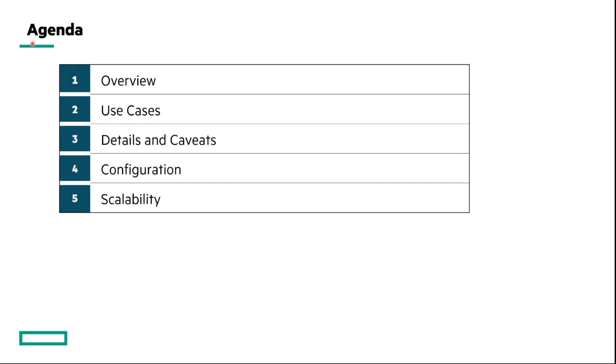And this is the agenda. There are 5 topics: the overview, use cases, details and caveats, configuration and scalability at the end there. If you're very familiar with the background in IPsec, then do feel free to skip the overview, but I would recommend you go through the use cases and the details and caveats before you get into the configuration topic. So straight into the overview section.